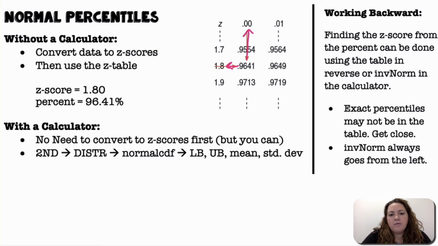You could also use the inverse norm function in your calculator. The exact percentile may not be in the table, so you're going to try to just get as close as you can. And then inverse norm always goes from the left. Some calculators give you the option to choose left, right, or center, but if yours doesn't, then it's automatically going in the left direction. So if you think about that normal curve, if we shaded part of it, it's always that left side automatically, unless it gives you the option to pick the right side or the center section.